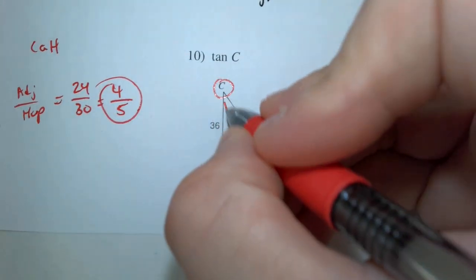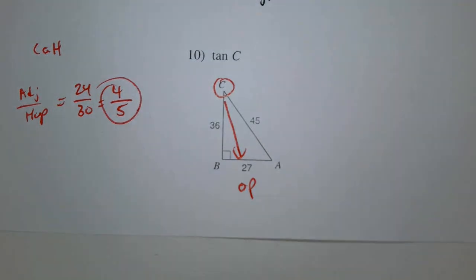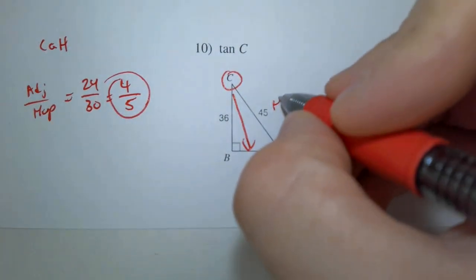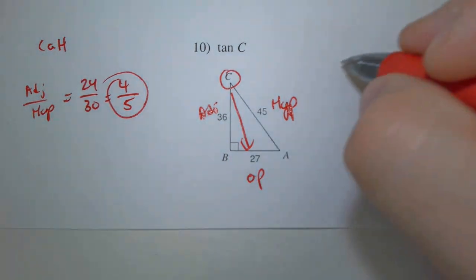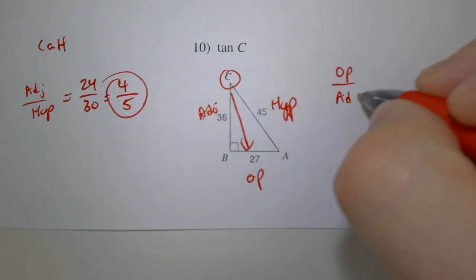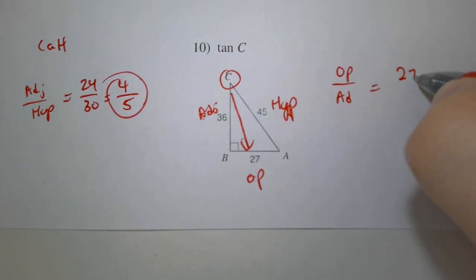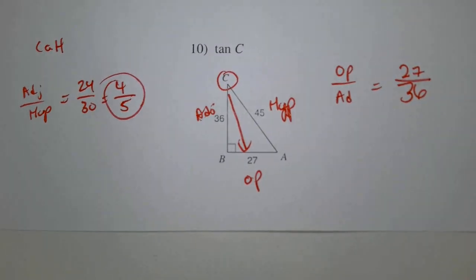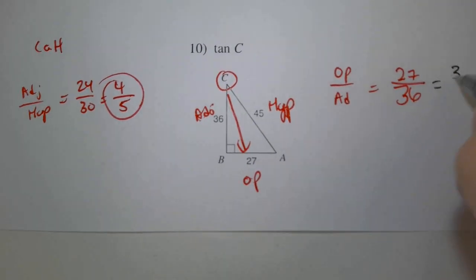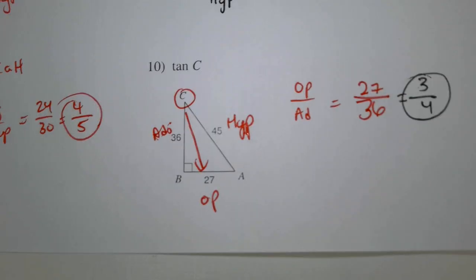We got angle C. Go across from that. You got our opposite. We got our hypotenuse. And we got our adjacent. Tan is opposite over adjacent. So this is going to be 27 over 36, which both divide by 9, and that leaves you with 3 over 4. All right.